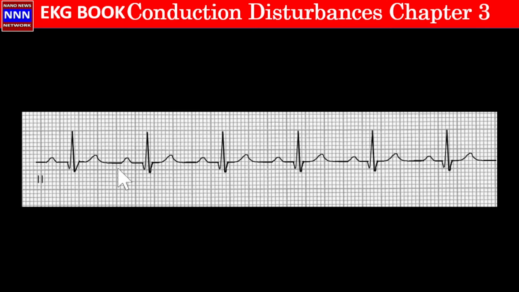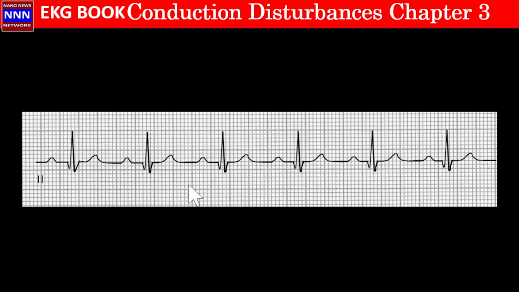Okay, here we are looking at a prolongation of the PR interval, which is 1, 2, 3, 4, 5, 6. That is 240 milliseconds. So we are dealing with a first degree AV block. First degree AV blocks suggest block in the AV node, and generally speaking, patients with first degree AV block do not have any changes in prognosis.